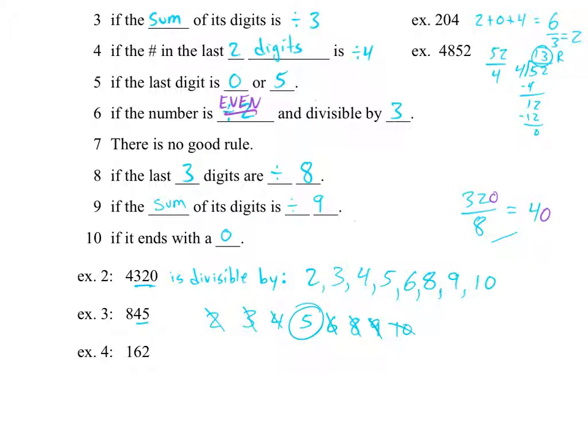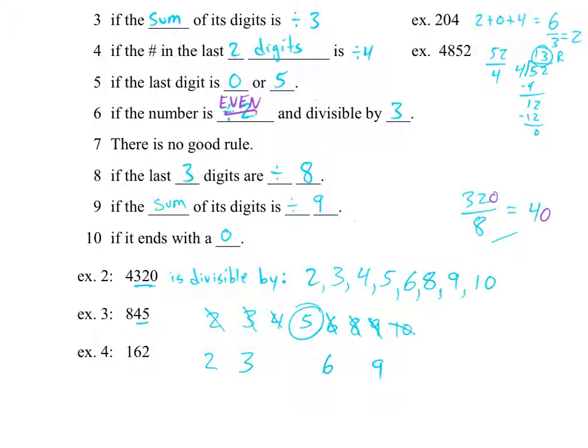162, divided by 2? Yes. How about 3? No, because 1 plus 6 is 7, plus 2 is 9. Oh, it can. So it works. Should we right away just put the 9 in there too? Because you agree, add them all up. Can you divide by 3? Yup, it gives you this. Can you divide by 9? Yup, it gives you that. So 6 works, because 2 and 3.